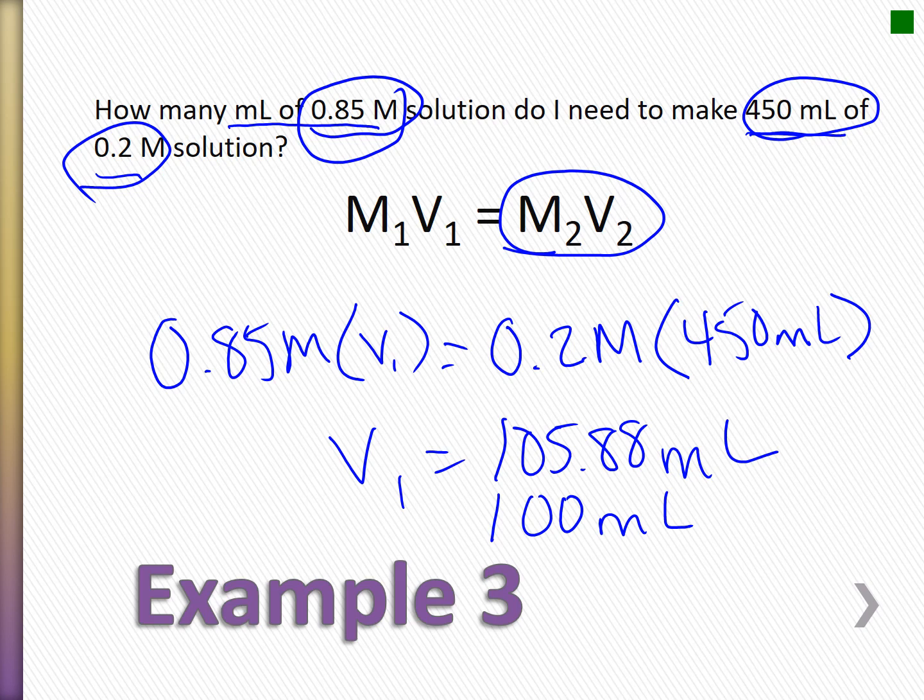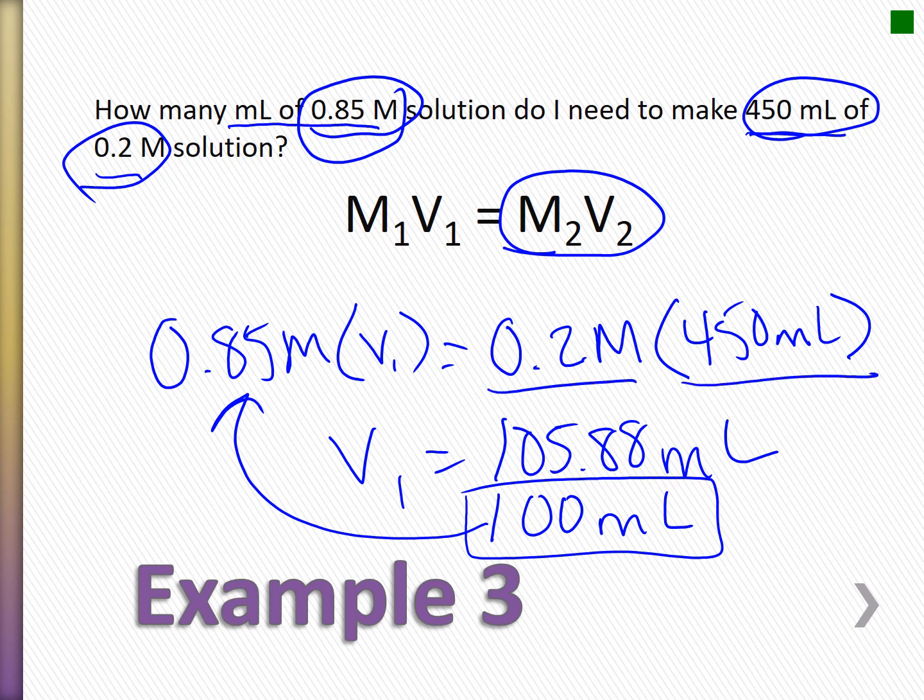So does that make sense, that I would need 100 milliliters of a more concentrated solution to make 450 milliliters of a less concentrated solution? And it does. So this would make sense as far as mathematics go and what I put together. All right, so that would be my final answer of 100 milliliters.